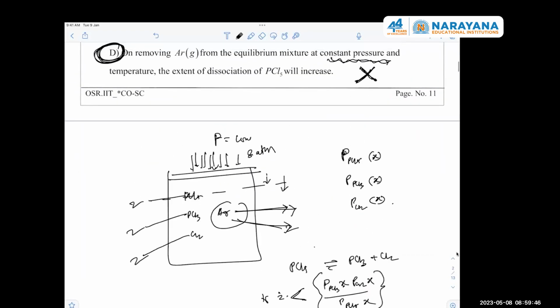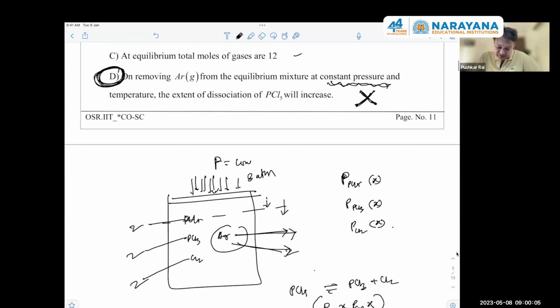Let me check what the solution gives. So what is given in the solution? Option D is not mentioned. Option D is not correct, right? They have given it as not correct. Okay, so there is a little bit of controversy. You can contest it: on removing argon from the equilibrium mixture at constant pressure and temperature, the extent of dissociation of PCl5 will increase.